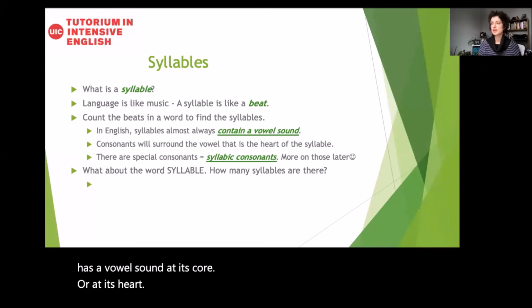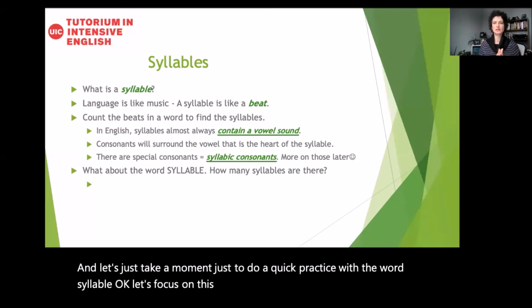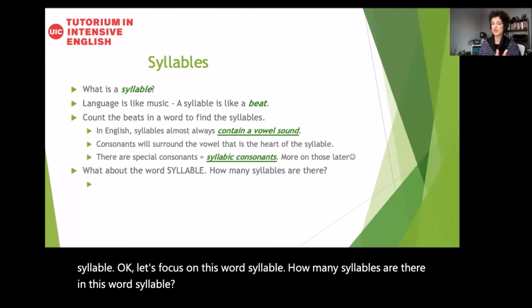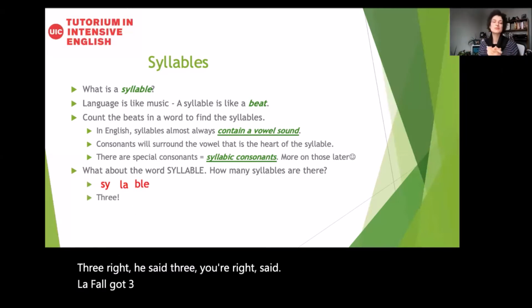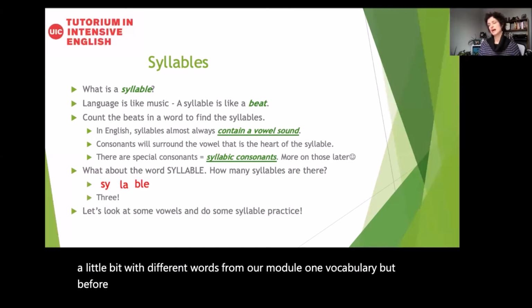Let's just take a moment to do a quick practice with the word syllable. Okay, let's focus on this word syllable. How many syllables are there in this word syllable? Three, right? You said three, you're right. Syllable. You've got three syllables. All right. We're going to do some more practice in a little bit with different words from our Module 1 vocabulary. But before we do that, let's look at some vowels.